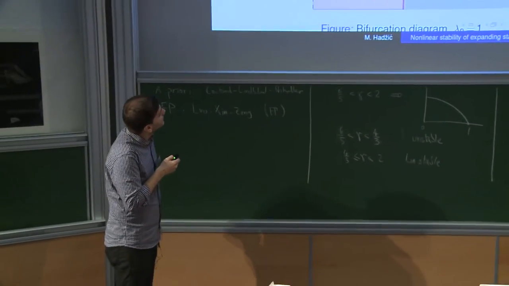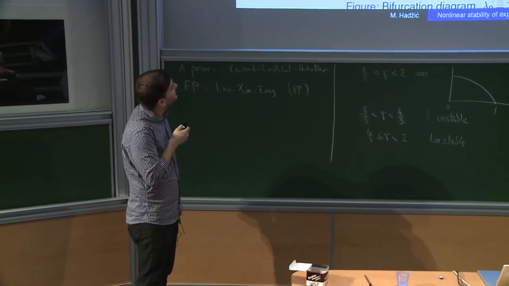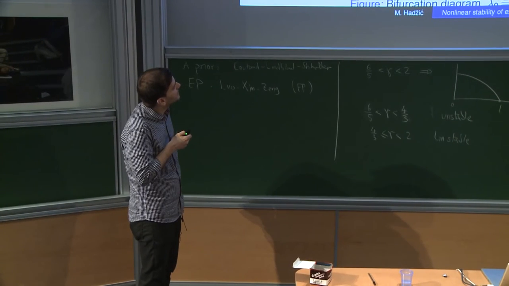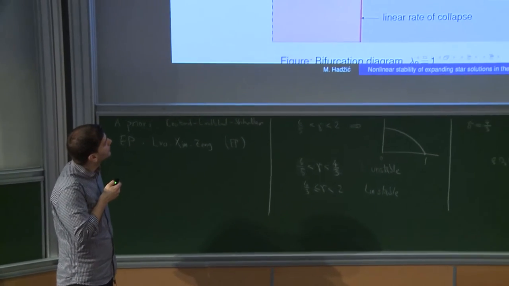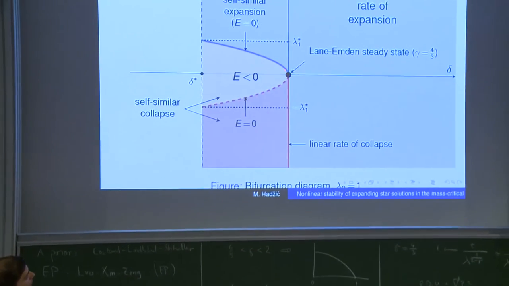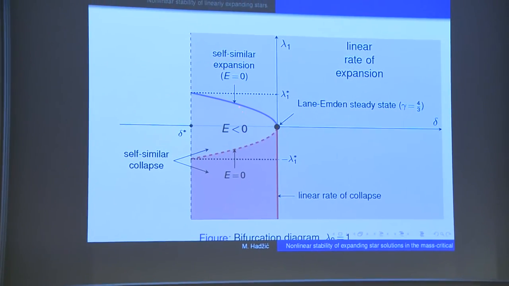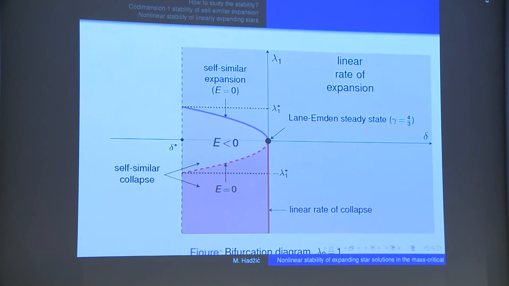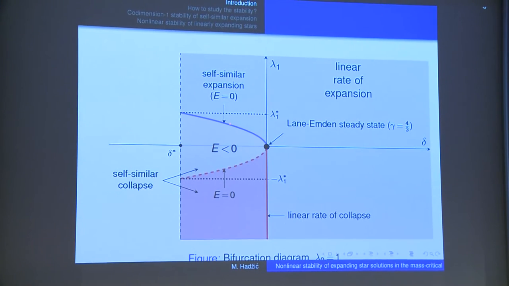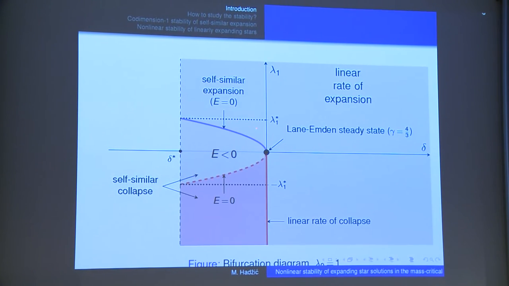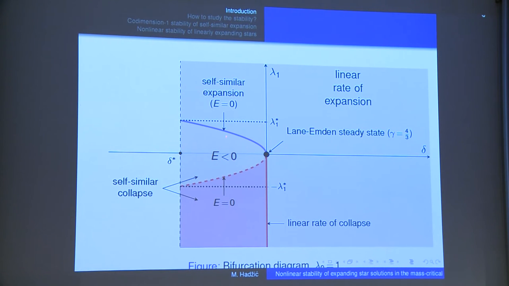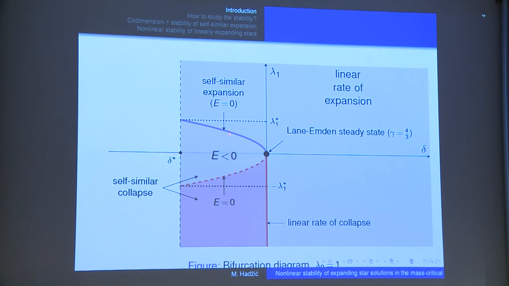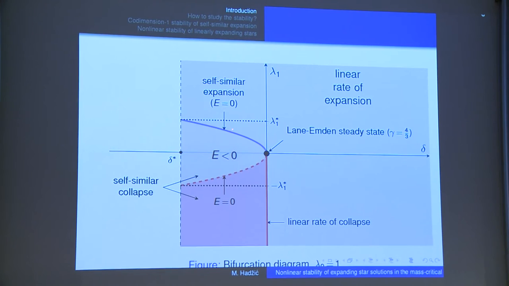These guys here, the thick blue line, this is exactly the self-similar expansion. There is an explicit formula that I will give you for them on the next slide. But you have to insist that the energy is zero. So they're obviously unstable, because you can go either way from the surface. The question is, if you look at perturbations of energy zero, are they going to remain stable?